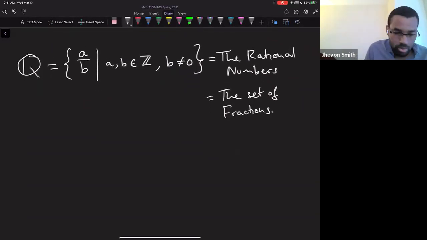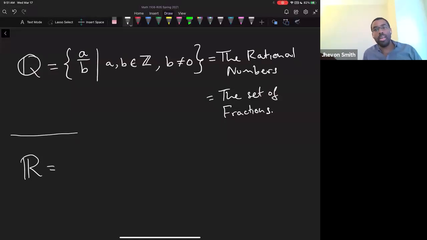So next, we'll put a little line here because we're going to cross a threshold, which you may or may not know exists at this point. And let's talk about R, the set R. This is the set of real numbers. Now, this one is actually very, very difficult to describe.